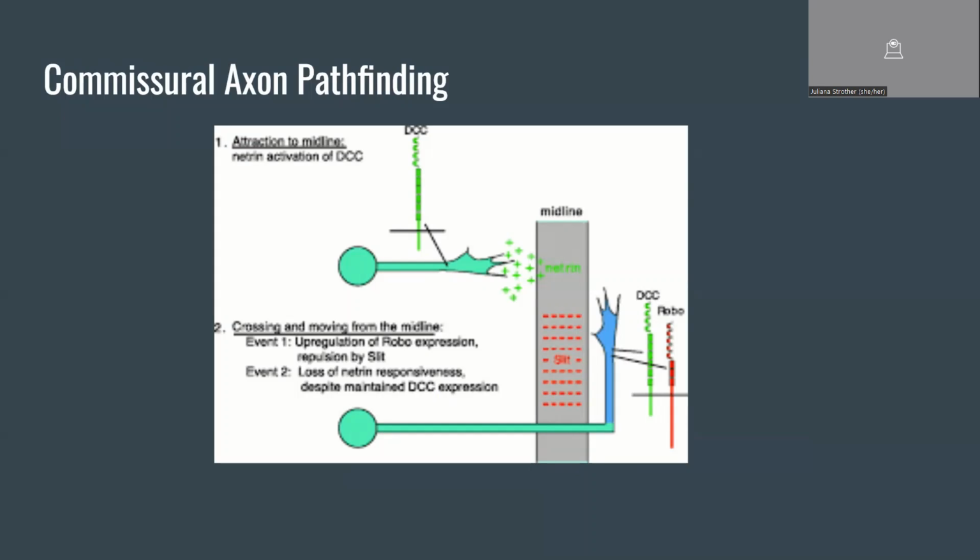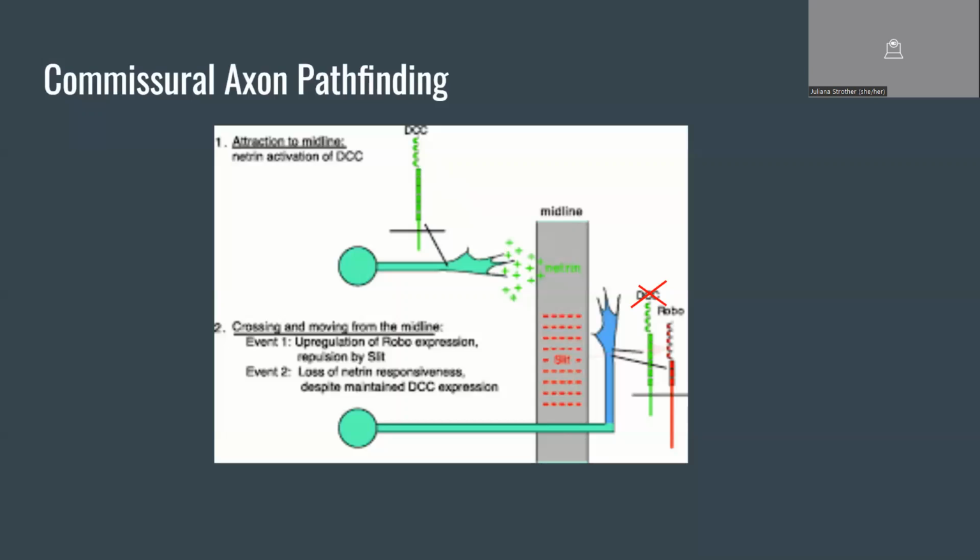First, netrin, secreted by the ventral midline, binds to DCC receptors expressed by the growth cone of these commissural axons. This binding activates several downstream signaling pathways in the axons, which ultimately cause cytoskeleton changes that initiate growth cone extension, giving rise to the attractant effect. When the growth cone reaches the midline, and therefore the DCC receptors are oversaturated, the growth cone down-expresses DCC and starts expressing a receptor called ROBO.